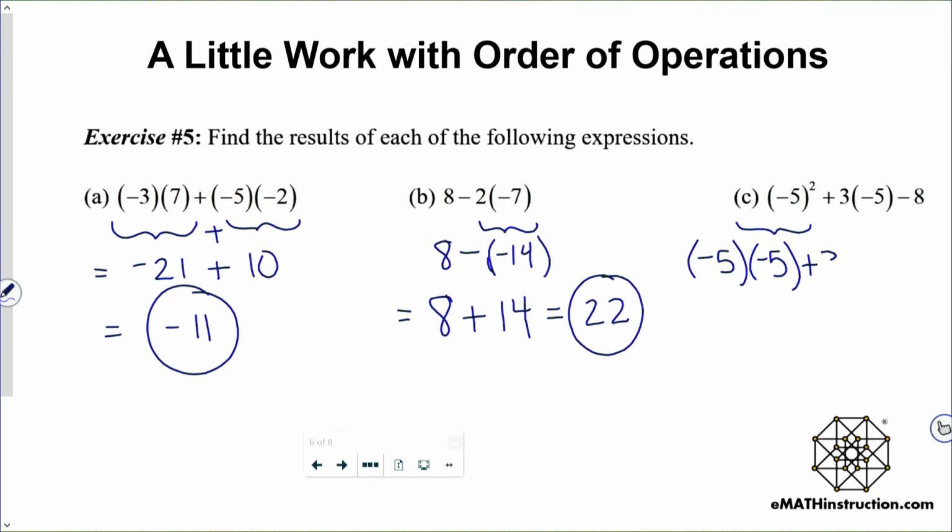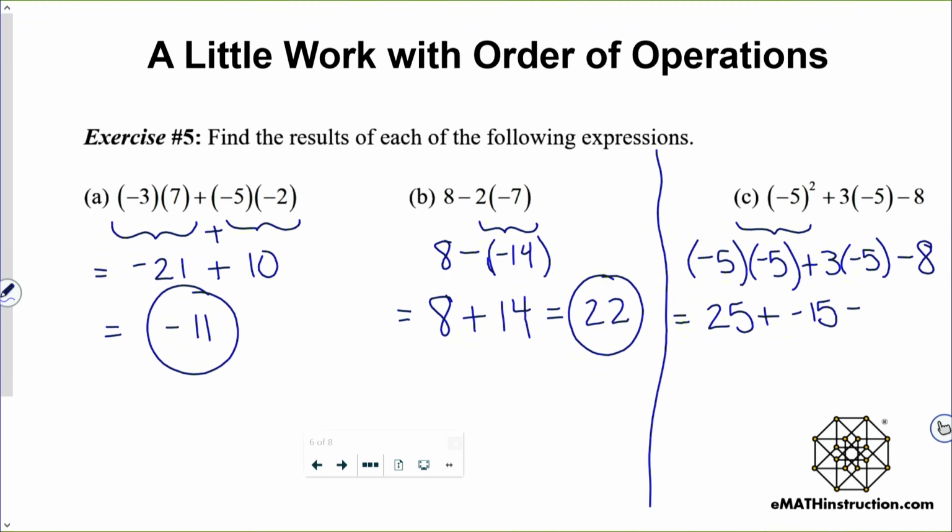Now, I could evaluate that right away, but I just wanted to write it out for a moment so that we could think about it. Negative 5 times negative 5 is positive 25. 3 times negative 5 is negative 15. And then I have that minus 8.